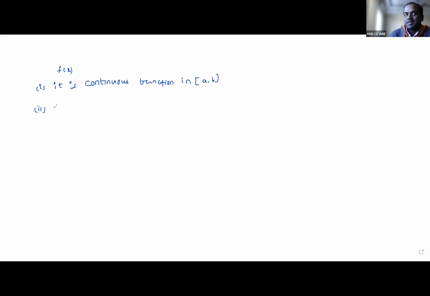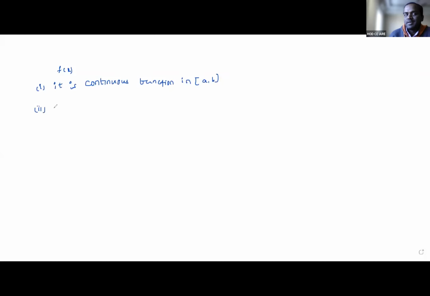Okay, if anyone has that, tell me: what is Rolle's theorem? It is continuous in the closed interval [a, b] and differentiable in the open interval (a, b). And f of a is equal to f of b. If these conditions are satisfied, then there exists at least one point c in the open interval (a, b).